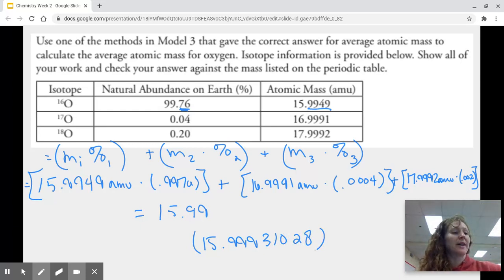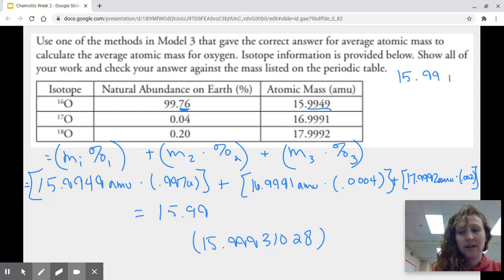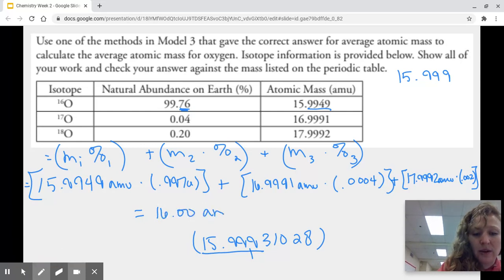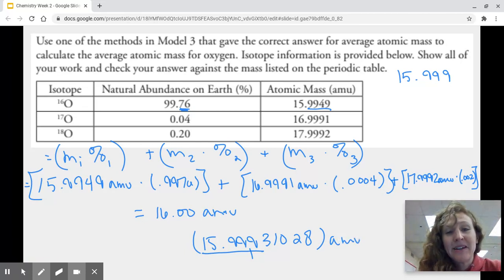Okay, and we're going to go to the periodic table. And the listed mass for oxygen is 15.999. So we came out right there. We have 15.999. If you round that to the hundredths place, you're going to end up with 16.00 AMU. All right, I hope you got the same answer too. Let me know if you have any questions.